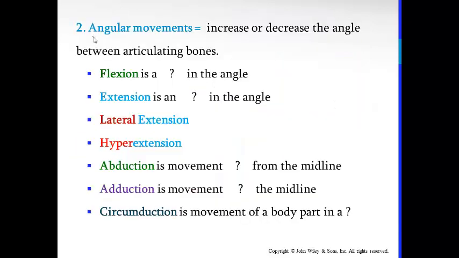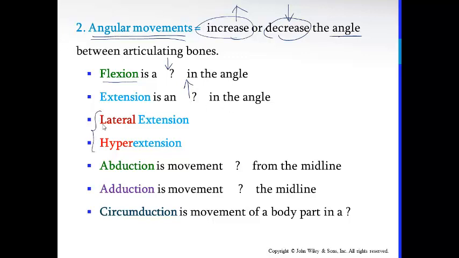Now, angular movements are those that cause, for instance, either an increase or a decrease of the angle between the articulating bones. So, flexion, which we have probably seen when you exercise, is what we call a decrease in the angle. And extension is an increase in the angle, and we'll see some examples later on.